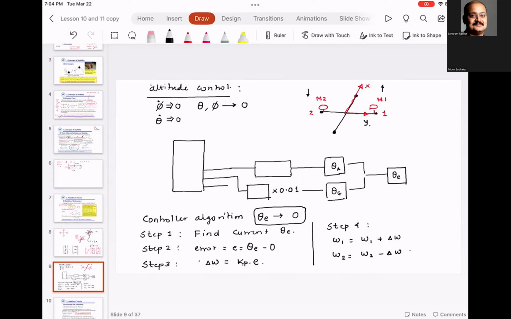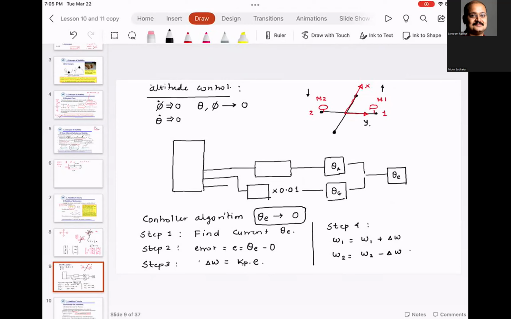Theta E minus 0 is going to give you error. You would have a constant Kp. That Kp will tell you the amount by which the speed of one motor should increase and the speed of the other motor should decrease. Everyone understood this?